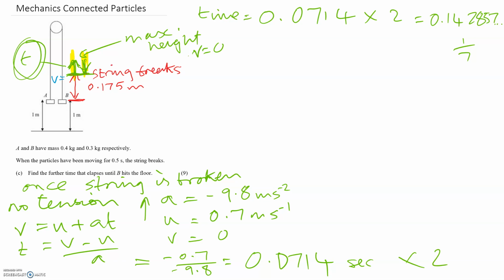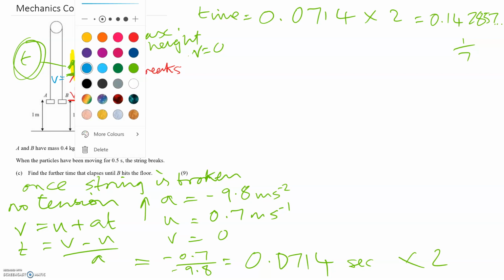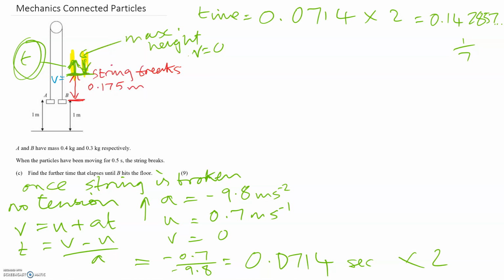Okay, now let's use a different color pen. So if we do black here, we now want to find the time it takes to get to the bottom here. And then we can add this onto it, and that will be the total time taken once the string is broken. So to do that, it is now traveling down. So let's take down as positive.